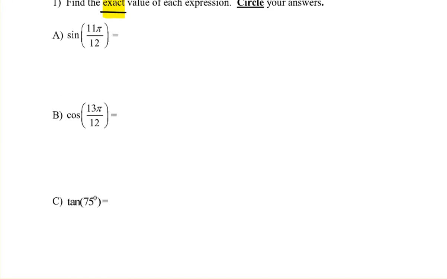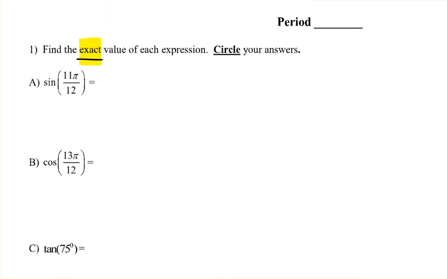All right, so you can see in my directions here on number 1, it says find the exact value. It's highlighted and underlined. So I have no interest in you typing this in the calculator and getting a decimal. If you do that, that's not worth any points. That's what you did last semester. What I'm interested in is, can we get the exact value?